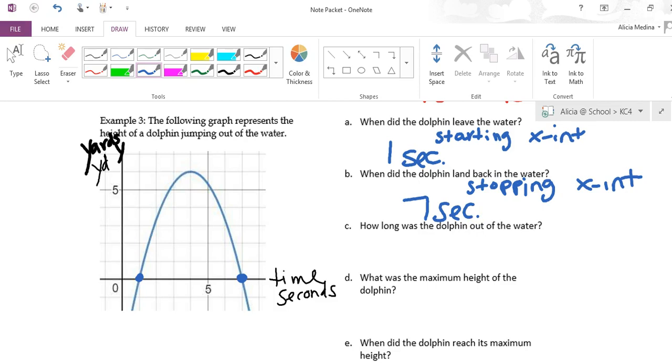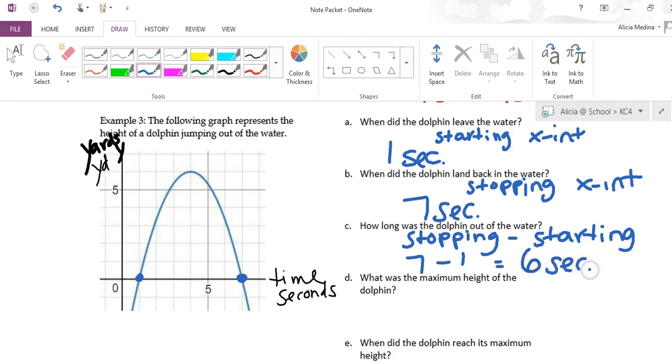How long was the dolphin out of the water? Well, we take our stopping point, and we have to subtract our starting point. So therefore, it's going to be 7 minus 1, which is 6. So our dolphin was out of the water for a total of 6 seconds.